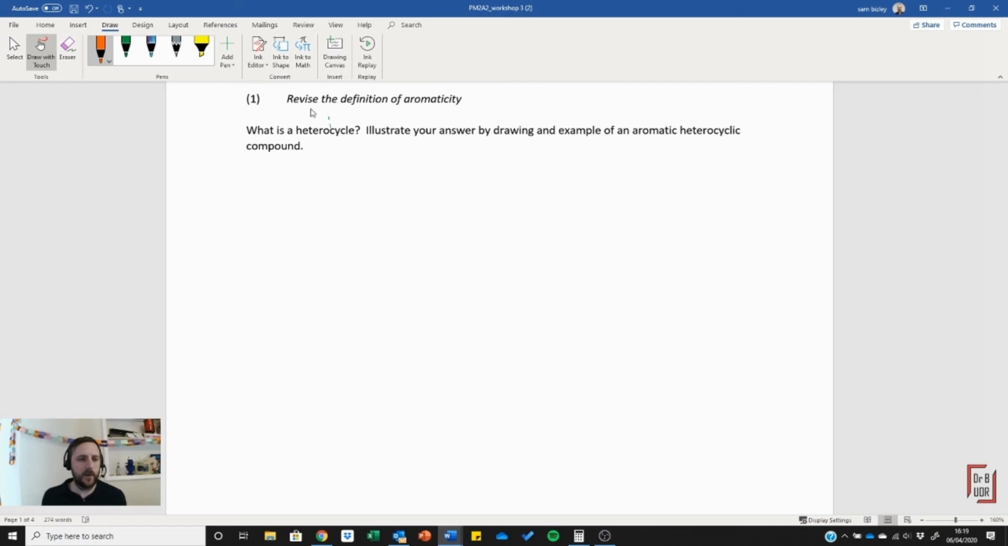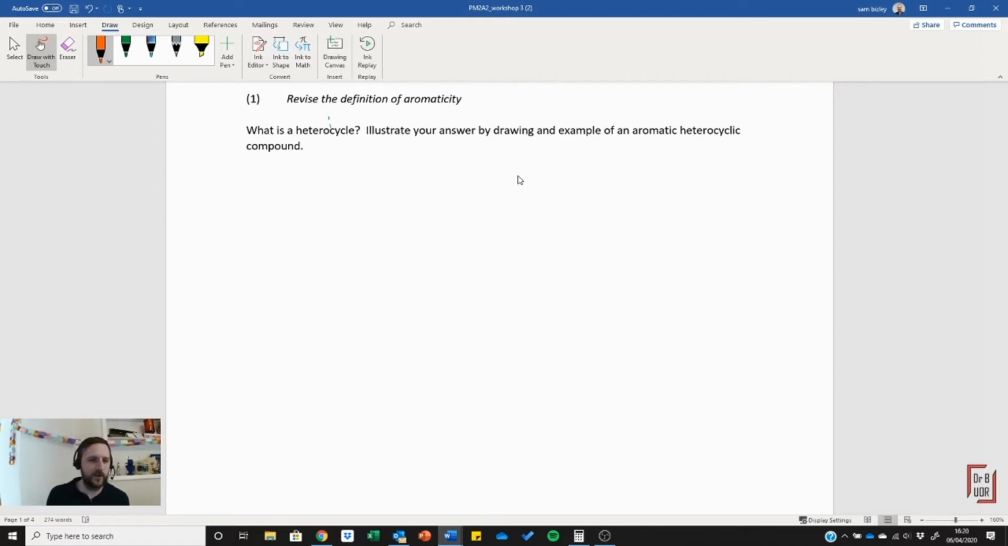So the first part we're going to look at is a bit of a revision on aromaticity. So we have a look through the questions. The question is, what is a heterocycle? Not initially dealing with aromaticity, but we're looking at heterocyclic chemistry. So what is a heterocycle? And then I want you to illustrate your answer by drawing an example of an aromatic heterocyclic compound.